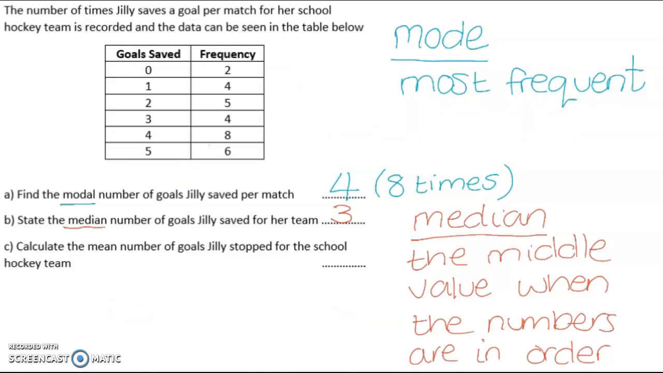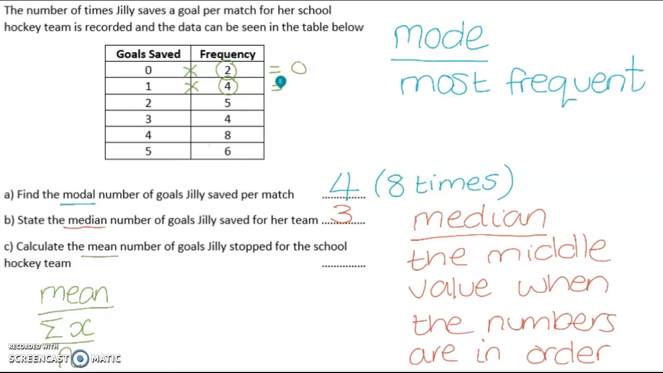Part C asks me to calculate the mean number of goals that Jilly stopped for the school hockey team. To remind ourselves, for the mean, we add all the values together, the sum of x, and we divide by how many values there are, n. In our question, we have 2 lots of 0. The mathematical way to work out 2 lots of 0 is to times them together, and 2 times 0 is 0. I have 4 lots of 1, and the mathematical way to work out 4 lots of 1 is to times them.